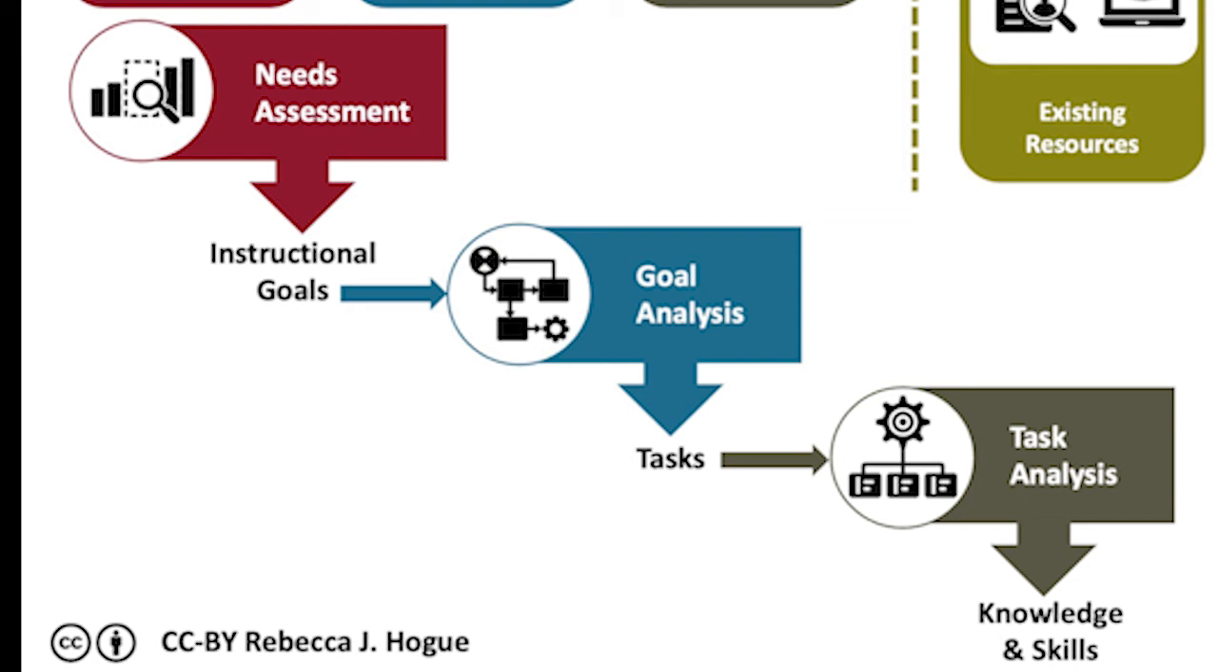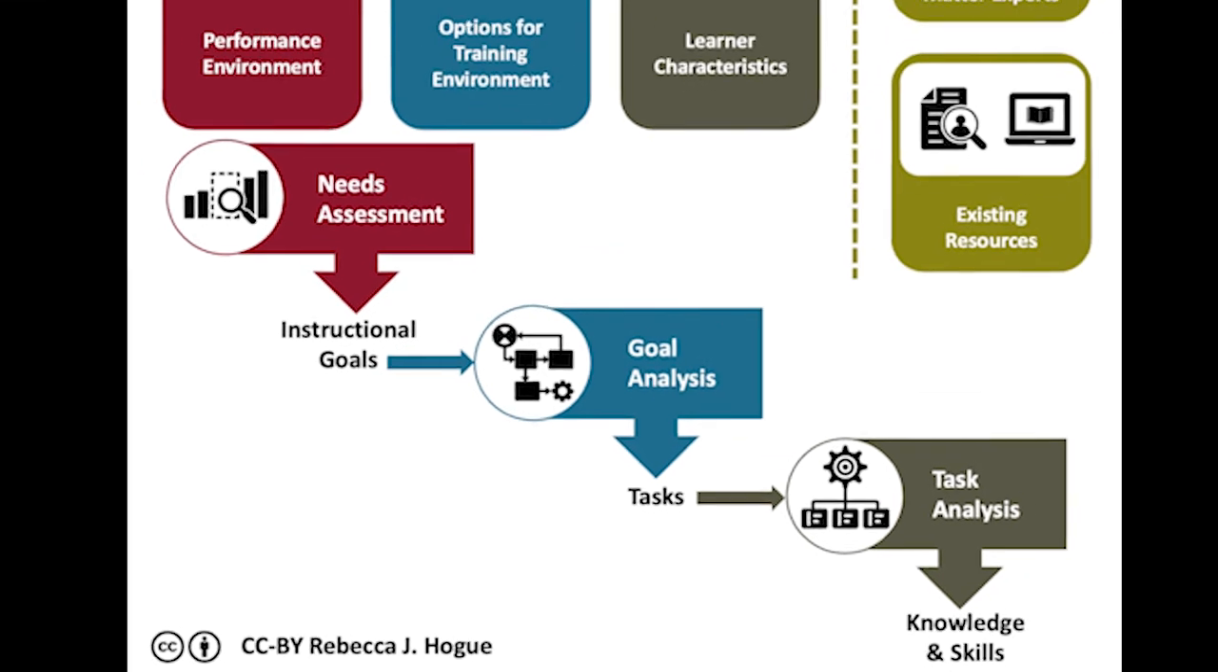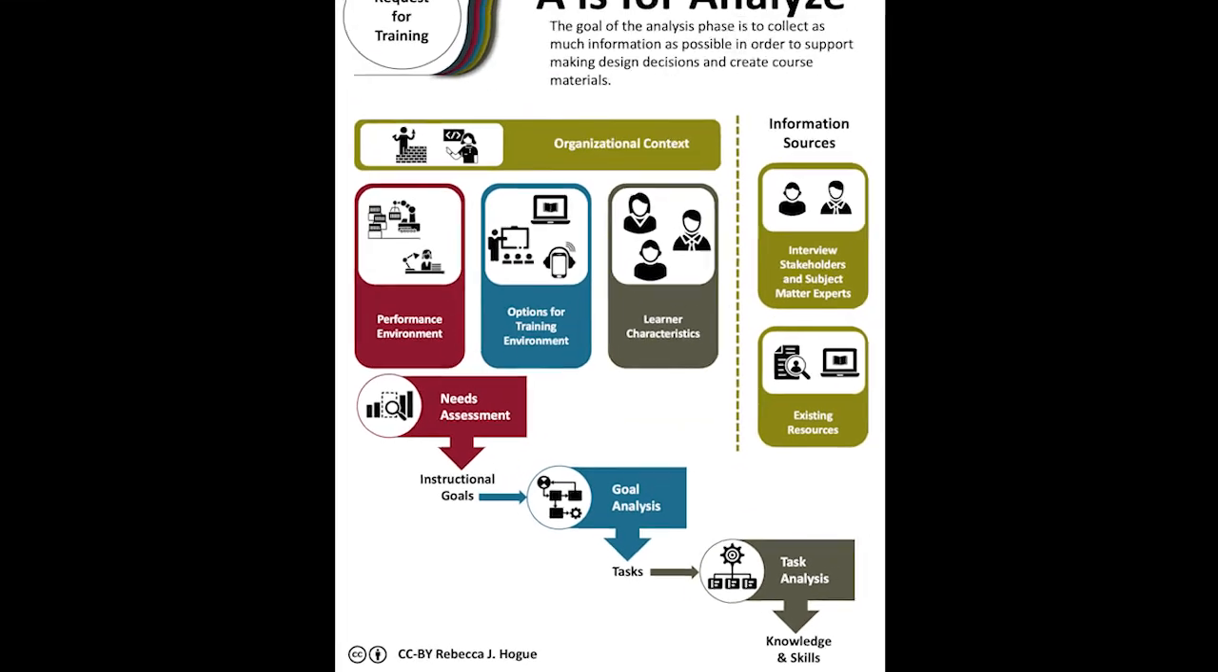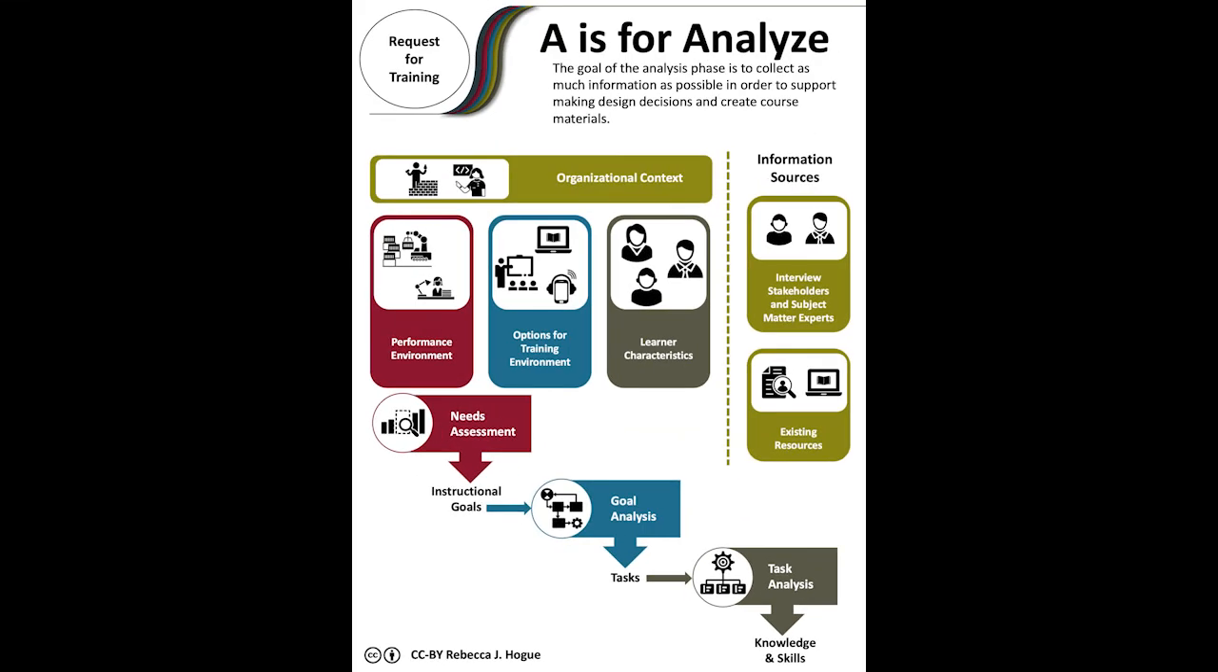So we're going to start by looking at that goal and saying, okay, what does somebody who does this do? And that's going to create a list of tasks. And then we're going to analyze those tasks to figure out what knowledge and skills are needed. And all of this information together forms our analysis. Once the analysis is done, we can then move on to the design phase.